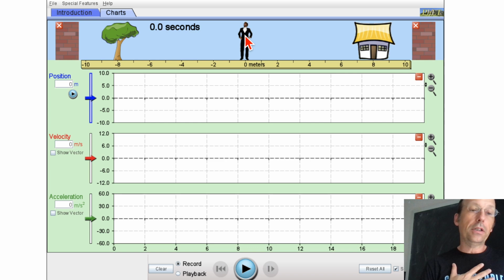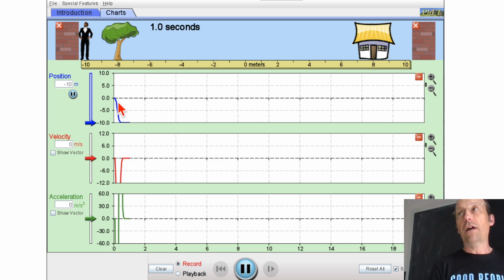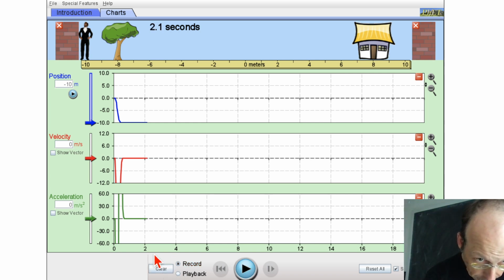Now, the first thing I want to do is have the person move at a constant velocity and look at the graph. Let's not worry about the acceleration graph right now. Let's just look at the velocity and time graph and the position graph. So I'm going to move the person way over here, and you'll see it started a graph and it moved it over there, and that's fine. I'm going to go over here to pause and clear.